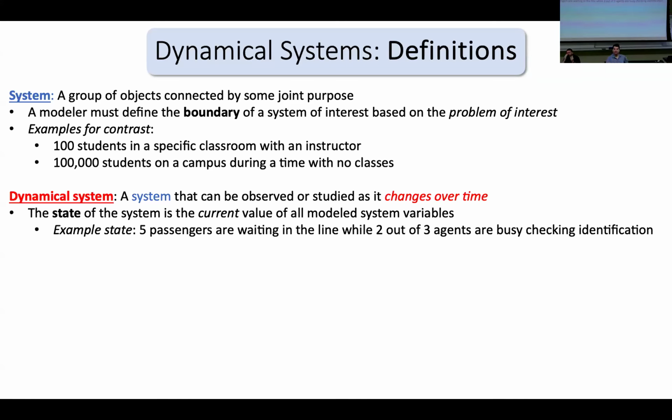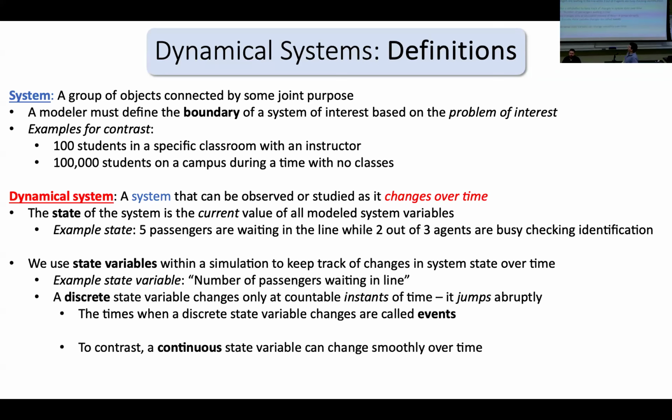So we don't care that it's an airport. We care that it's an airport that's busy right now, and we care about how quickly it goes from busy back down to not being busy. So the important components of the system are changing over time. In order to describe our dynamic systems, we're going to use the term state variable.